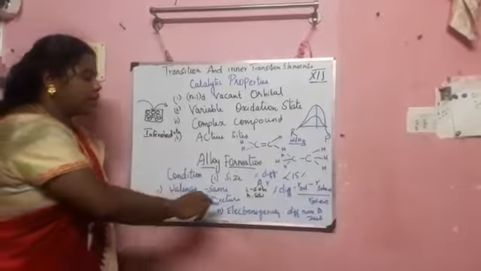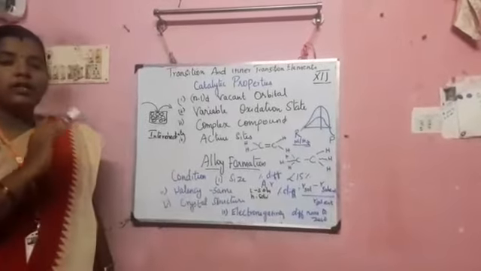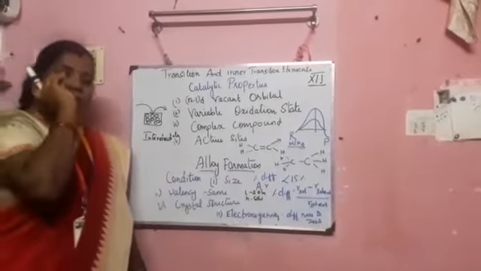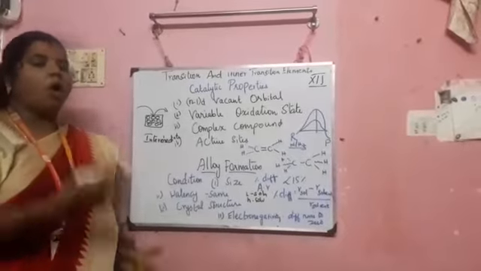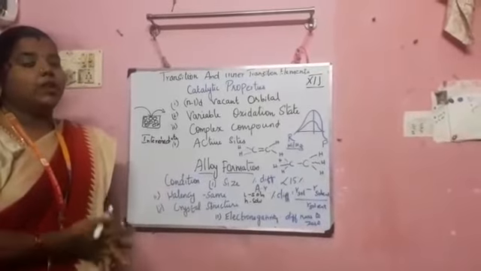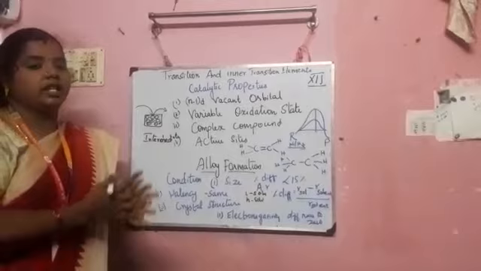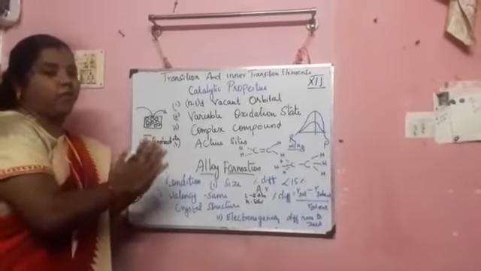And next one, electronegativity. The electronegativity difference should be nearer to 0, more or less a low value. Then only will it form the homogeneous alloy. That means the alloy formation.